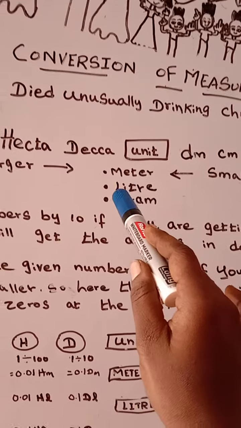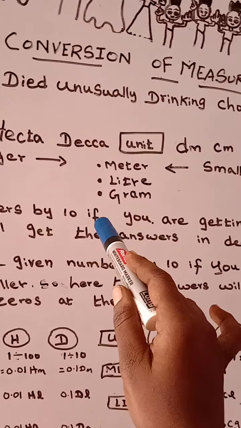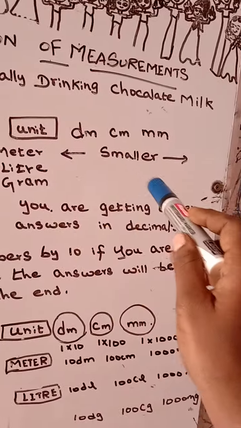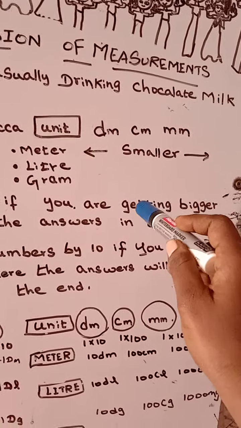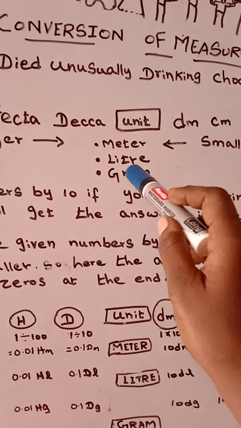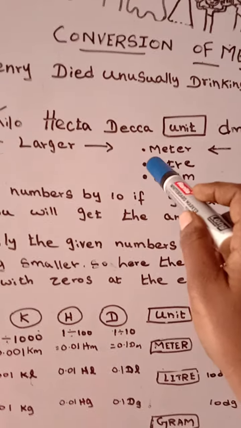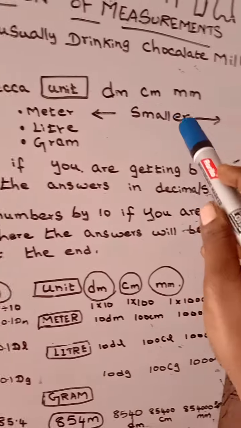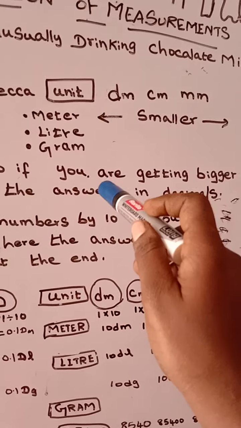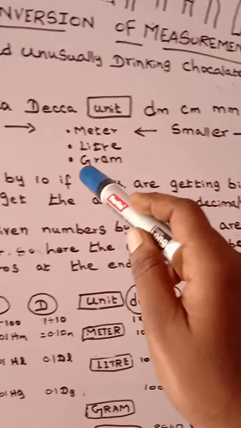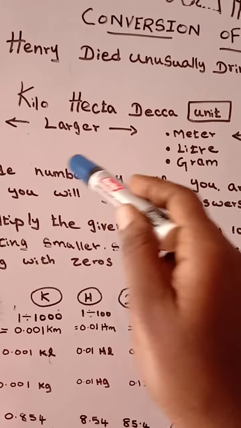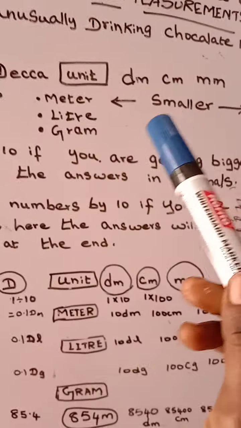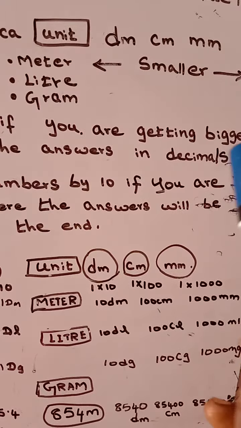Okay. So in case of meter, when they are moving towards the larger units, they are deca, hectare and kilo. And towards the smaller units, they'll become decimeter, centimeter and millimeter. And in case of liter, when they move towards the larger units, they are decaliter, hectoliter and kiloliter. And towards the smaller side, they become deciliter, centiliter and milliliter. And in case of gram, as they move towards the larger side, they are considered as decagram, hectagram and kilogram. And towards the smaller unit, they become decigram, centigram and milligram.